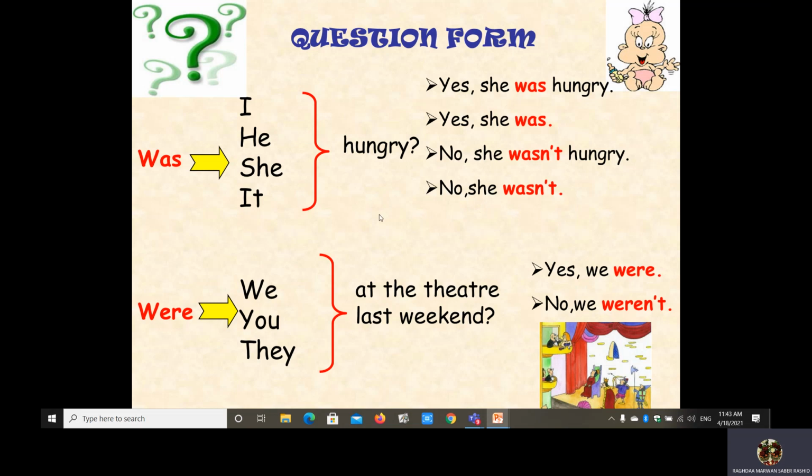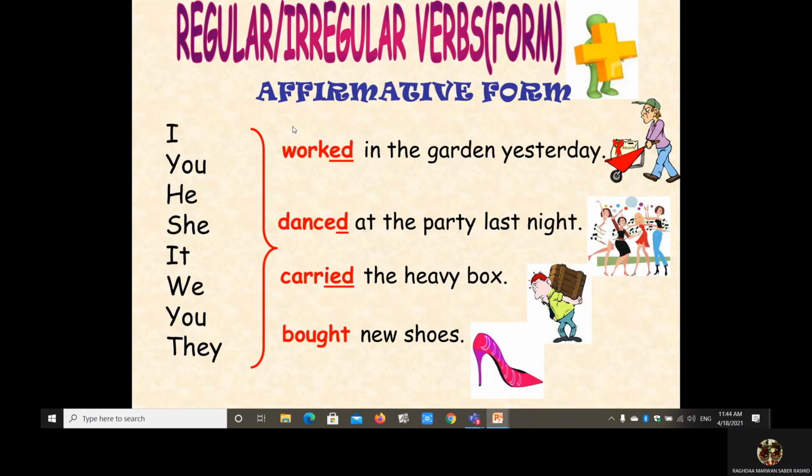Okay, if you want to make a question with we, you, or they, we will start asking using were, then the subject we, you, or they, then the rest of the question. This example, were you at the theater last weekend? The answer, yes, we were. If you want to answer in negative form, no, we weren't. Again, were you at the restaurant last weekend? Yes, we were. No, we weren't. So if the sentence has was or were, we ask starting with was or were. This is for verb to be.